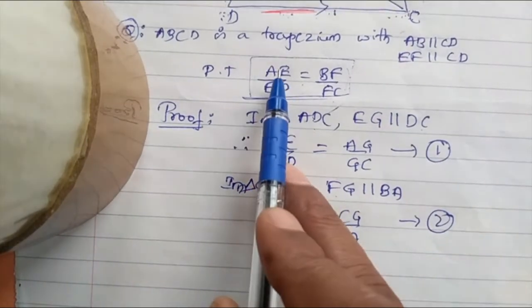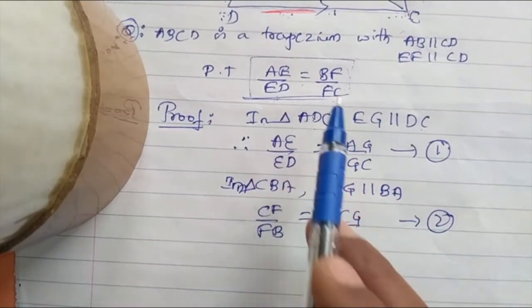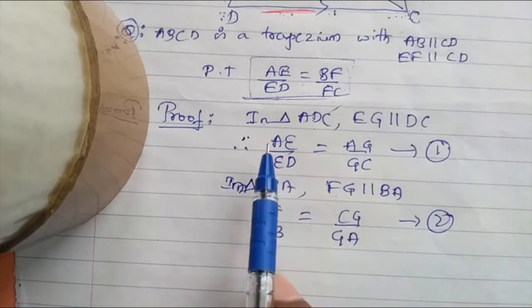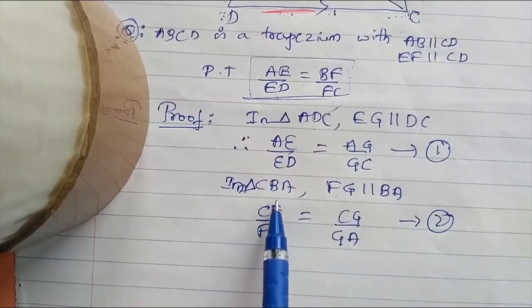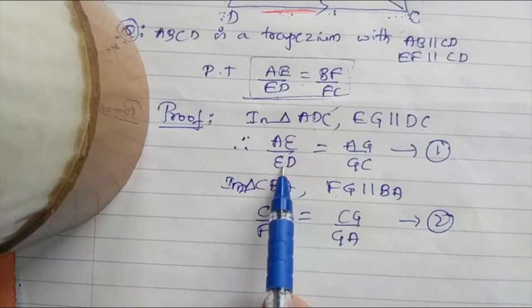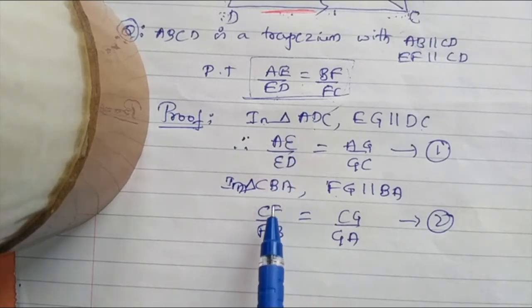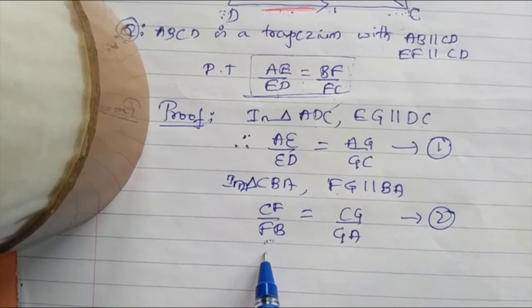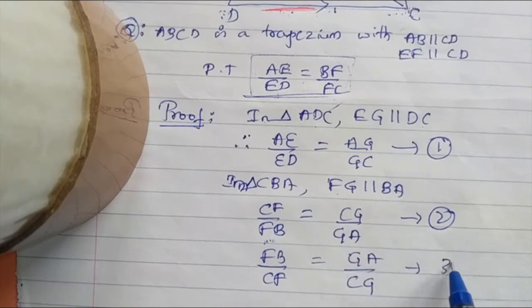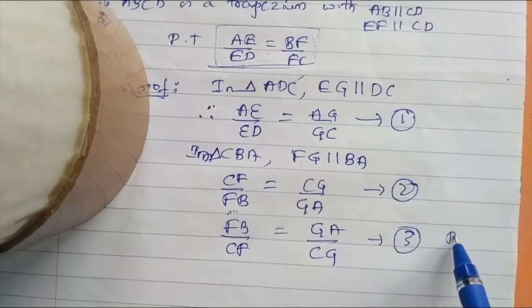So what is to be proved? AE by ED equals BF by FC. Look at AE by ED, which we got from equation 1. BF by FC we got here. AE by ED is a direct form, but CF by FB is inverted already. Better what we'll do, we take this equation in reciprocal form, that is FB by CF is equal to GA by CG. We write it as equation 3. What we did here is we took the reciprocal.